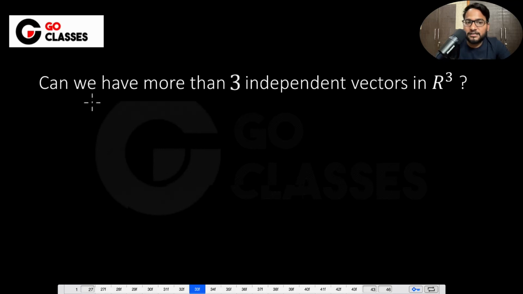Okay, now let's just answer this question. Can we have more than 3 independent vectors in R3? Independent means linearly independent. So what do you think? Let me just give you an example.